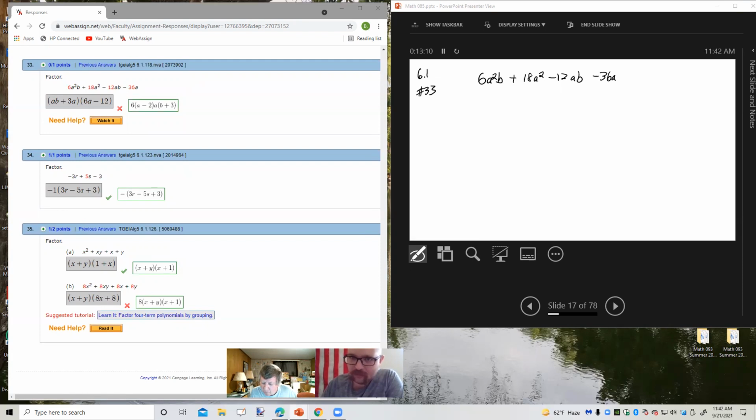Oh, but what else is common? A 6. 6 goes into 6. It goes into 18. It goes into 12. And it goes into 36. So my greatest common factor that I'm going to take out of everything is a 6a. Okay. So now I've got what? ab plus 3a minus 2b, and then minus 6. Okay.